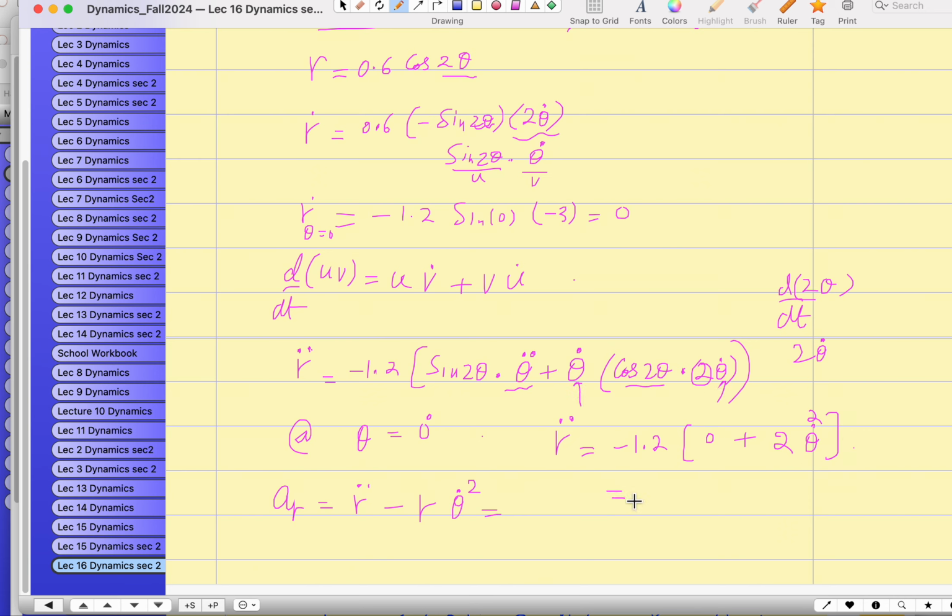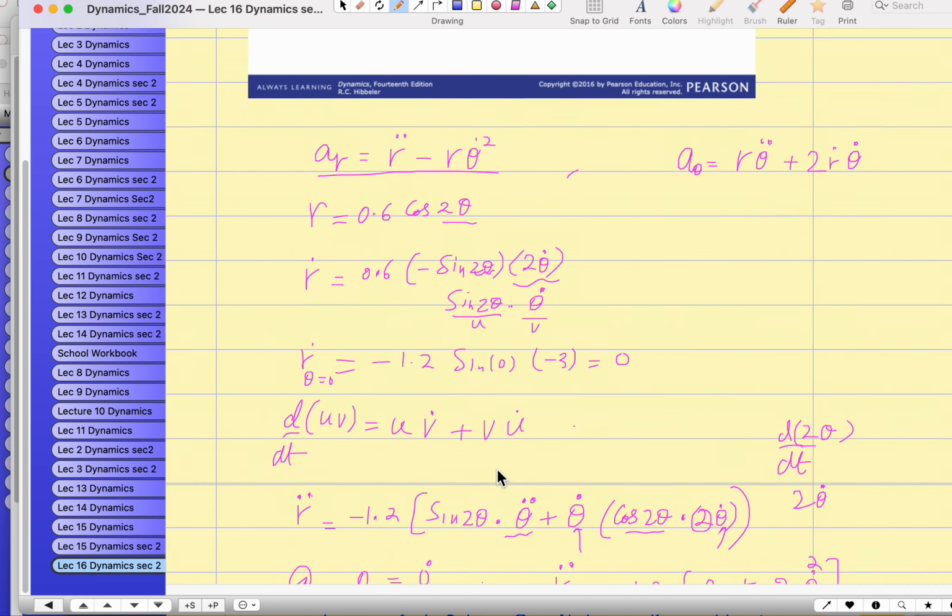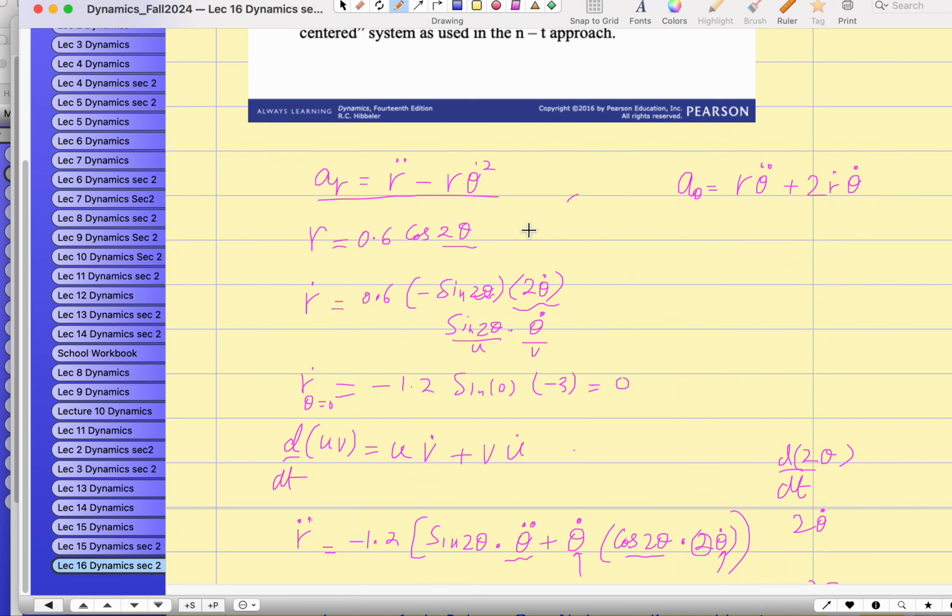So if you open the calculators and let me know, it is 2.4 times negative 3 square, 9 times 2.4, negative 21.6. Do you agree with your professor? One student agrees, so the other students can also verify this answer. So now we have found R double dot. So let's plug in everything in this equation. 21.6 minus R. We did not find R at an angle, that means R at an angle 0. This will be 0.6. You agree with your professor?